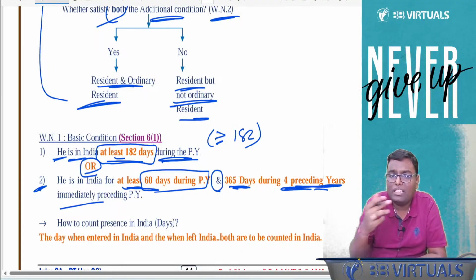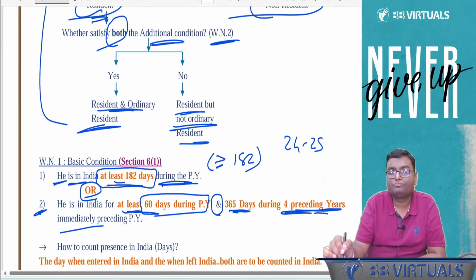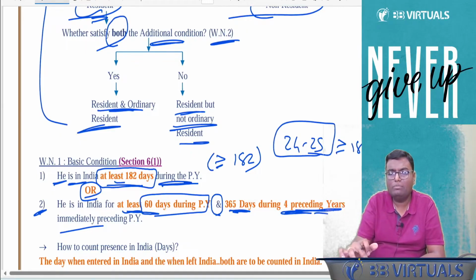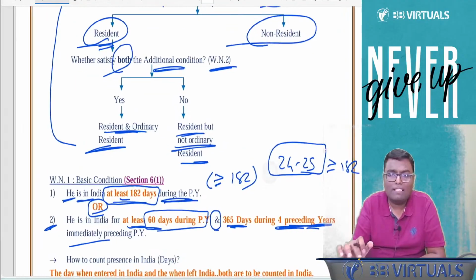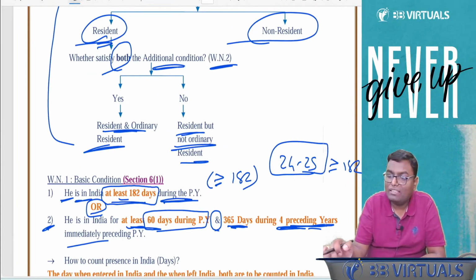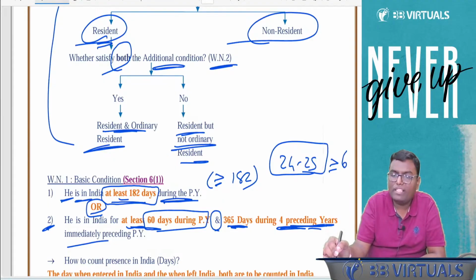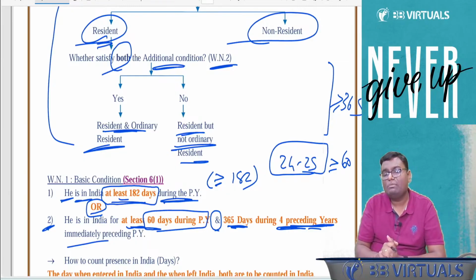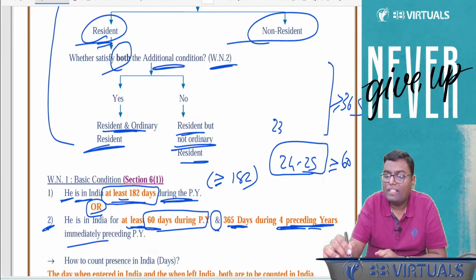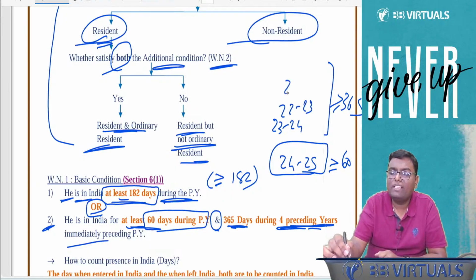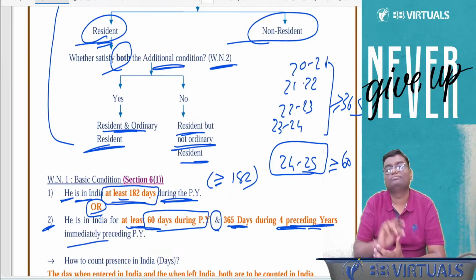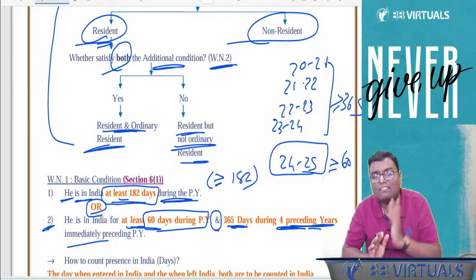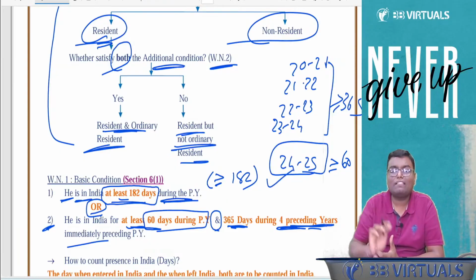Tell me which year we are referring to. 24-25. So in the year 24-25, either you satisfy 182, then you will be called resident. And if you don't satisfy 182, then what will happen? Either you satisfy 60 days in 24-25 plus 365 in the preceding 4 years. Tell me, what are the preceding 4 years over here? 23-24, 22-23, 21-22, 20-21. In these 4 years combined, I should be in India for at least 365 days. Then also, I will be called a resident of 24-25.